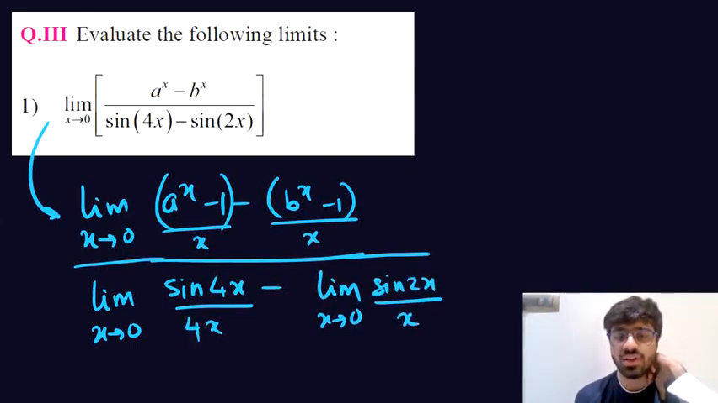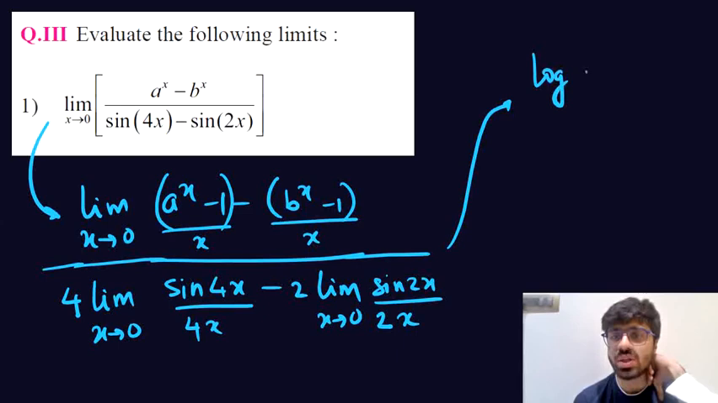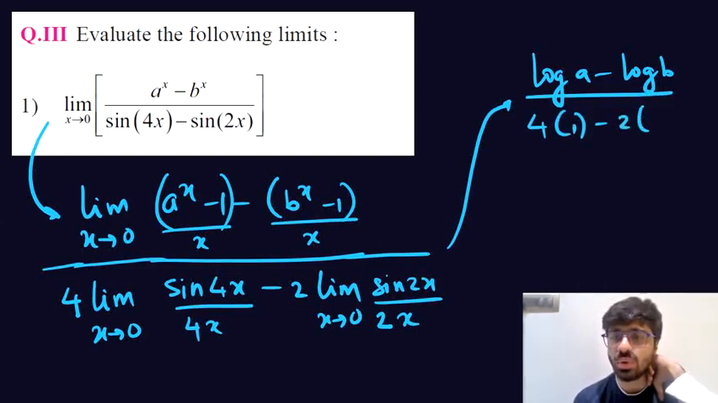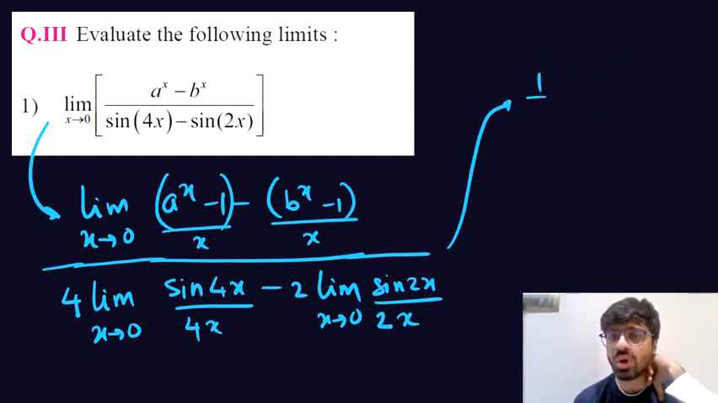Okay, we are bringing a 4 here, and to balance that 4 we are writing a 4 here. We are bringing a 2 here, and to balance that 2 we are writing a 2 here. Evaluate it straight away. So now in the numerator you have log a minus log b, divided by 4 into 1 minus 2 into 1. So in the denominator we have 4 minus 2, which is equal to 2. Log a minus log b will be equal to log of a upon b. So we have half log of a upon b as the value for the first question.